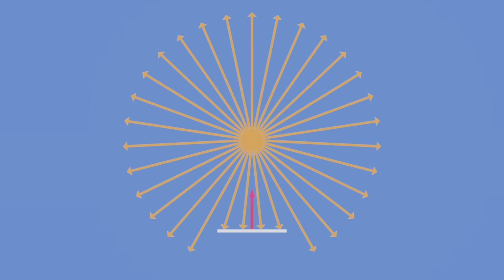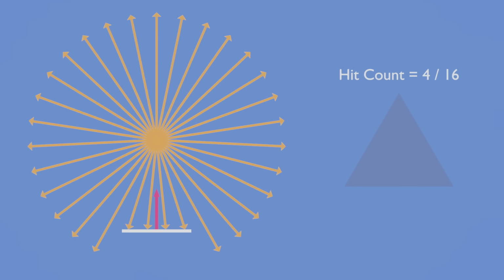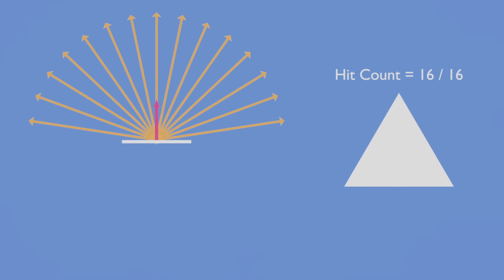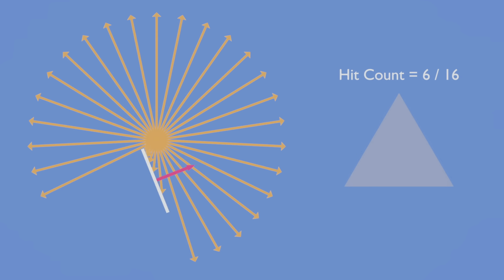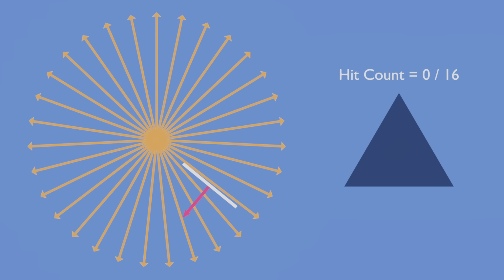In this model, let's ignore any light bouncing, and just consider that the colour of the triangle is equal to the number of rays that hit it. If the maximum number of rays hit it, then it's white, and if no rays hit it, then it's black. Now if we move this triangle around, we can see how its position affects its brightness.